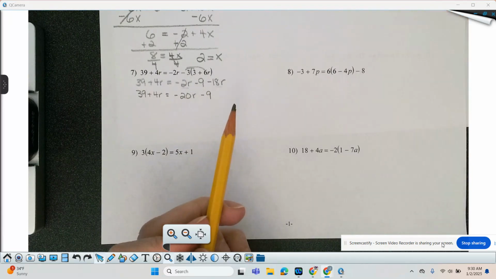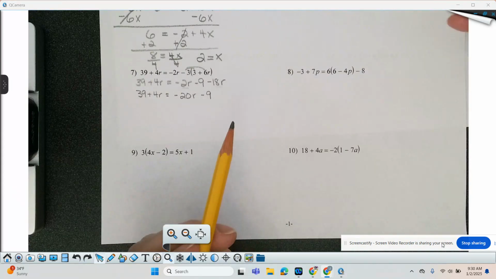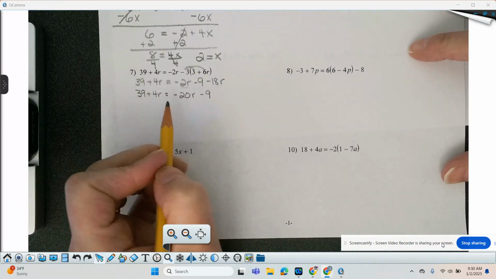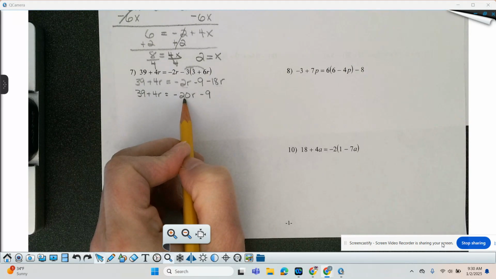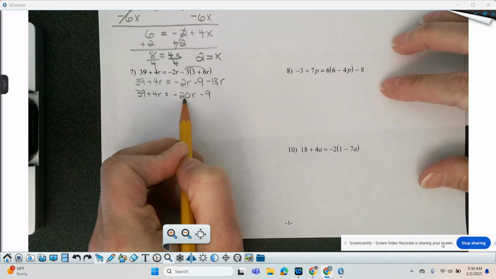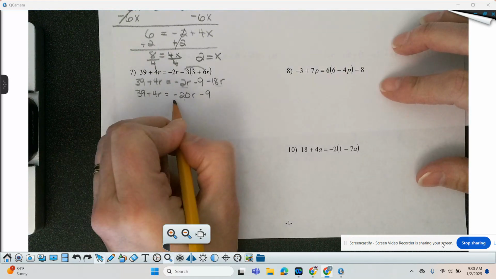Now I'm back to that step where I'm going to try to get my letters together. Well, this is a negative r. I don't like negatives, so I want everybody to be positive. When I'm done solving this, I need it to be a positive variable, positive x, in this case positive r. So I'm going to move that to the other side, so I have to change its sign.